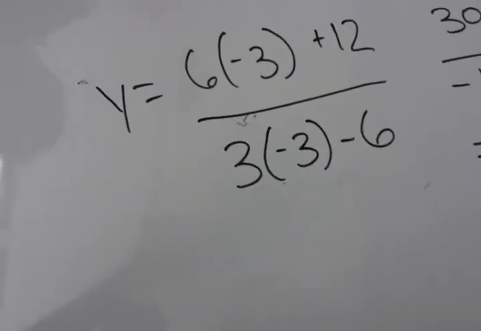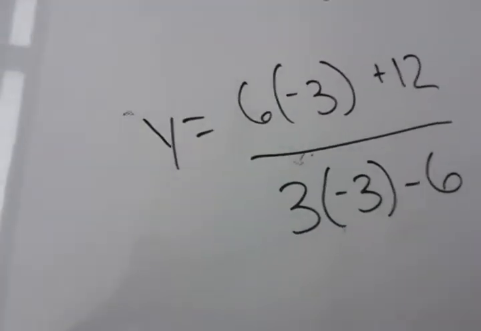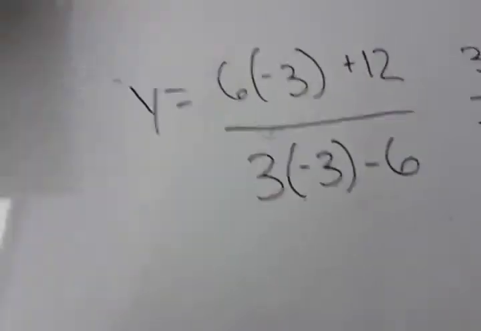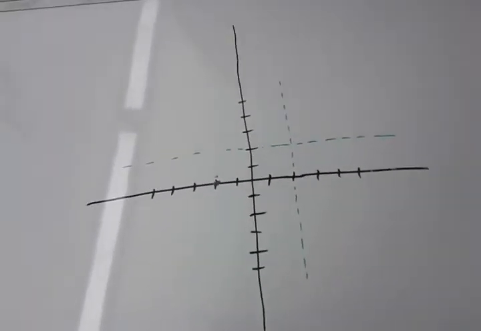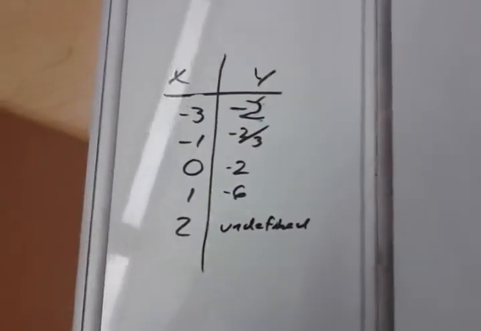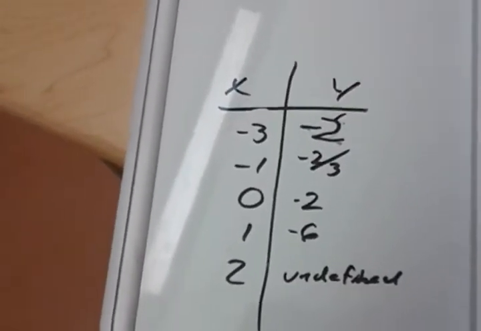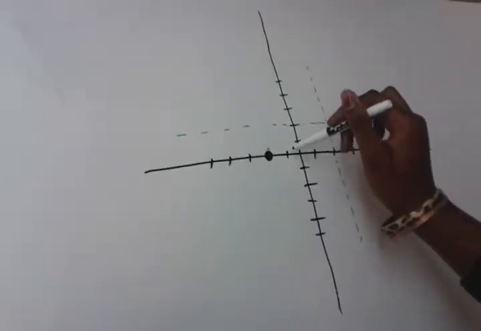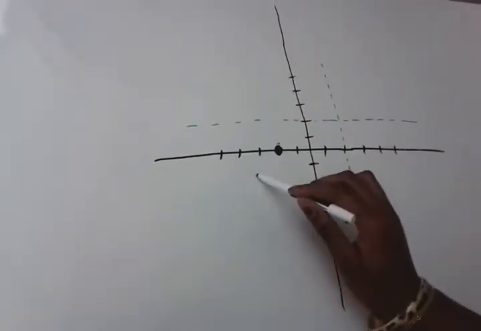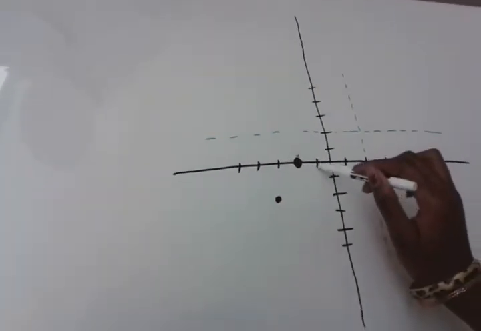So, what we would then do is take that, and we would plot it on our graph. And so, we would put a point at negative 2, which is there, and then we would look back at our table, and look at our next point, which is negative 1, and we would go to negative 1 and negative 2 over 3, and put a point there.